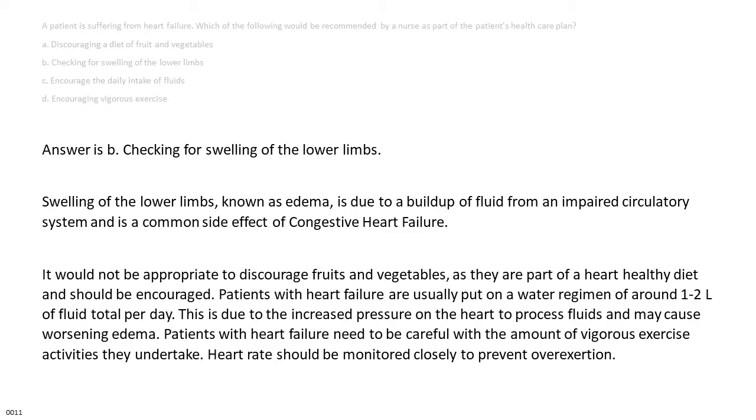Answer is B. Checking for swelling of the lower limbs. Swelling of the lower limbs, known as edema, is due to a buildup of fluid from an impaired circulatory system and is a common side effect of congestive heart failure.